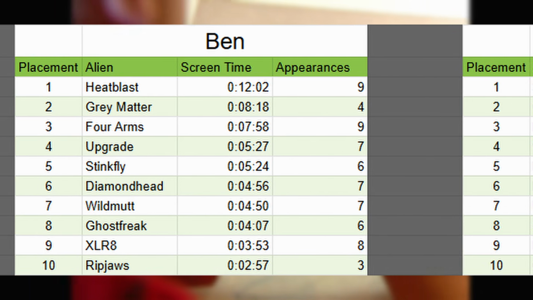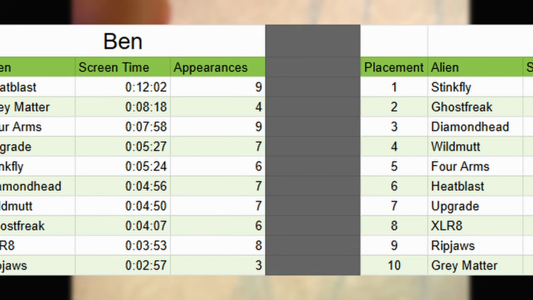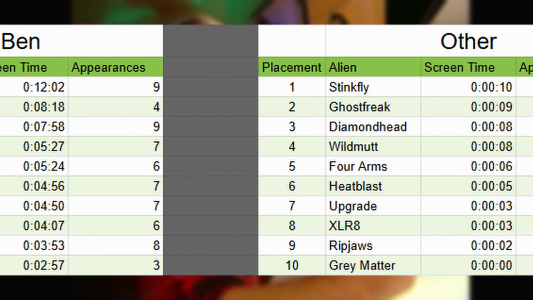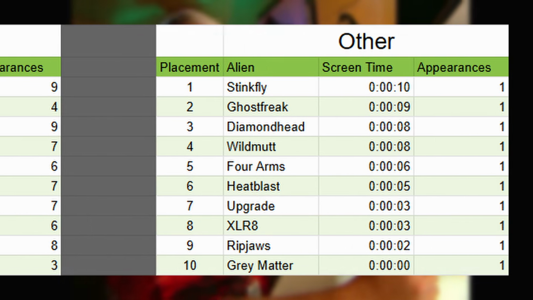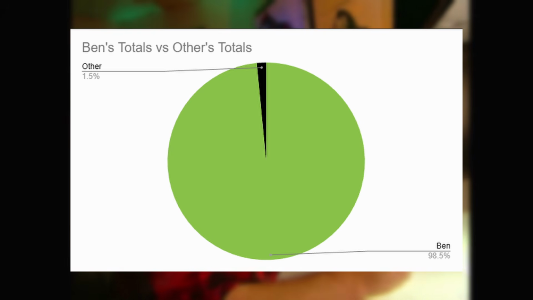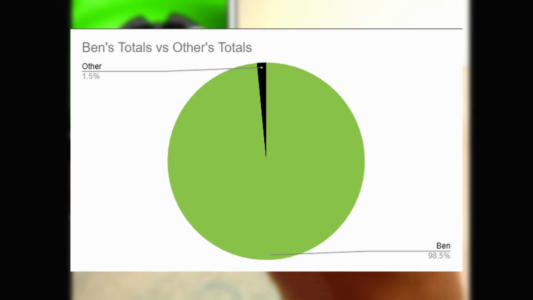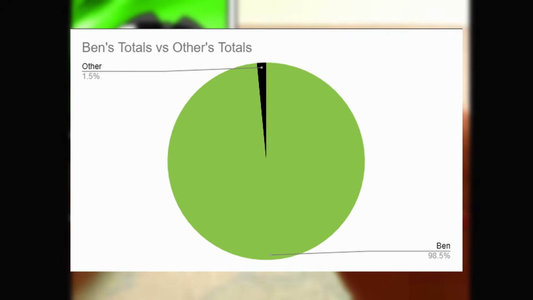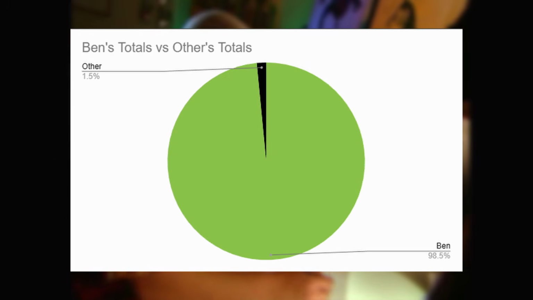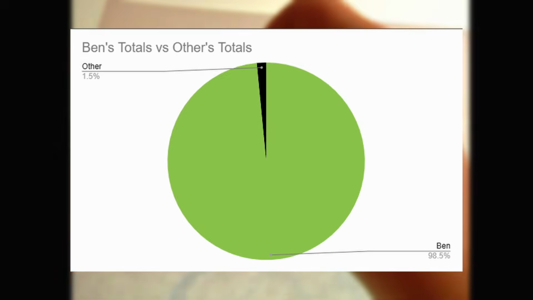Although we're already starting to see that just because an alien has a high number of appearances, doesn't mean the alien was actually on screen for all that long. We also saw 98.5% of the time if one of Ben's aliens was on screen, it was Ben himself. Mainly because there was only one exception to that. Although I suspect by Season 2, we're gonna see a huge shift in that number.